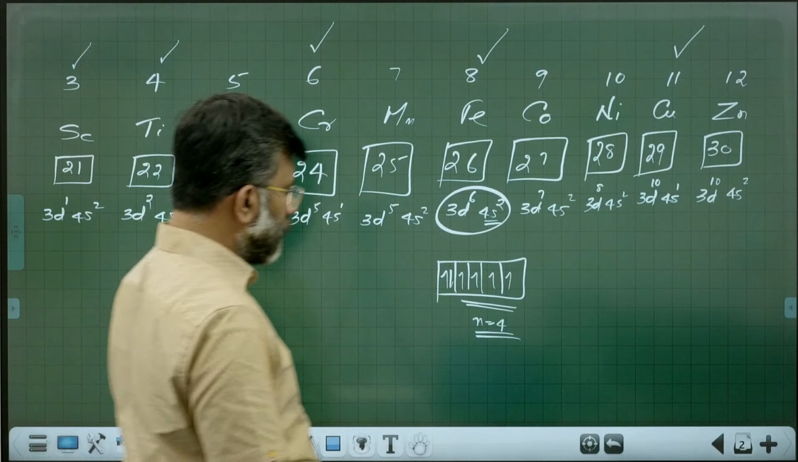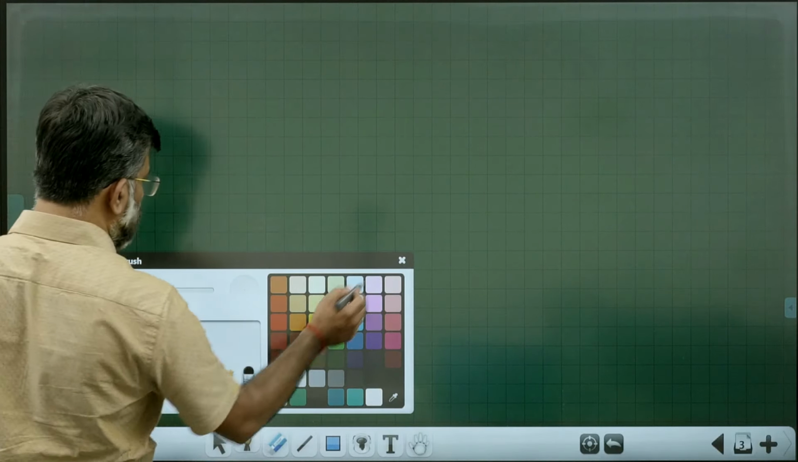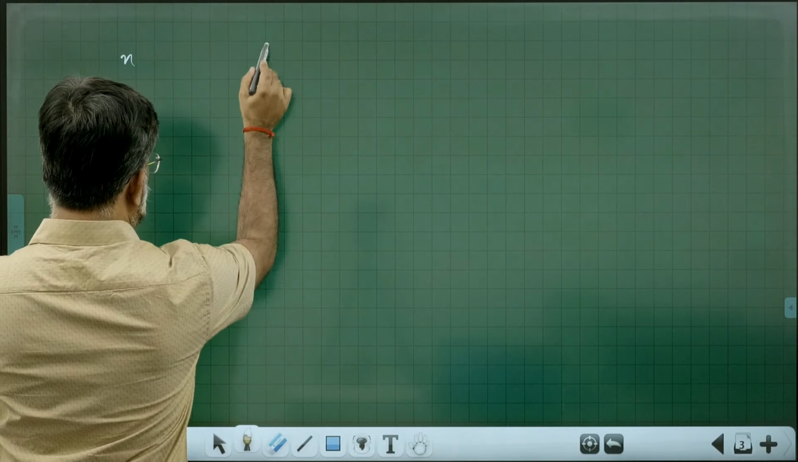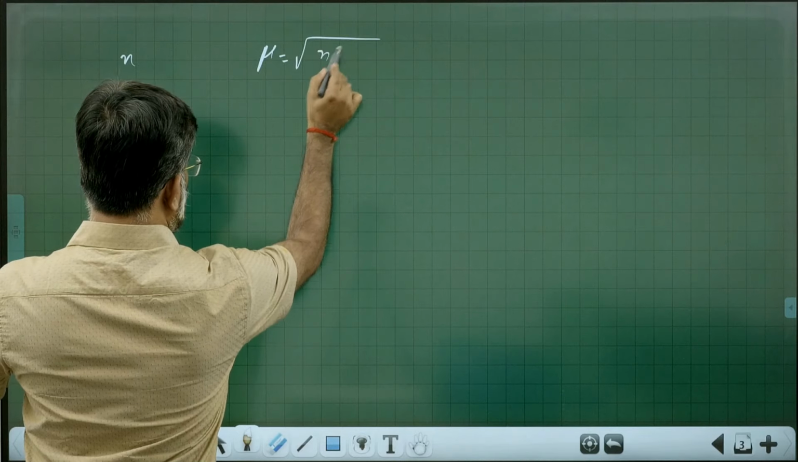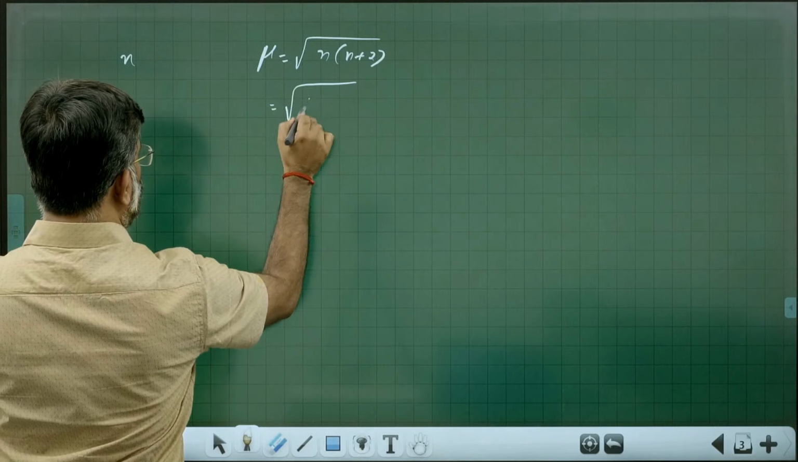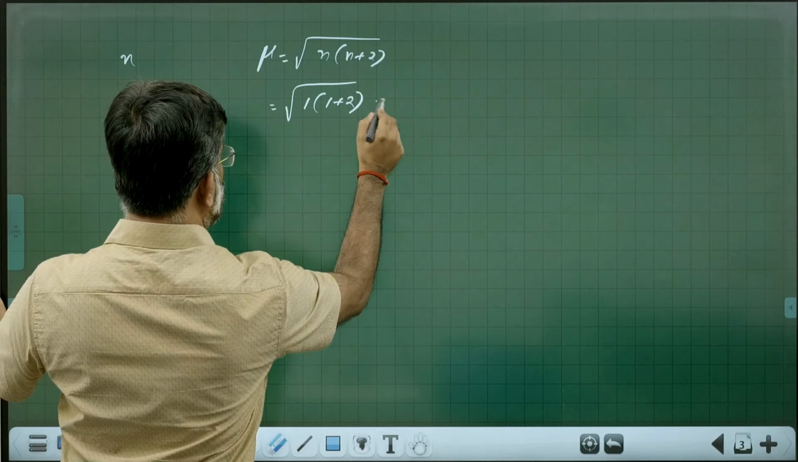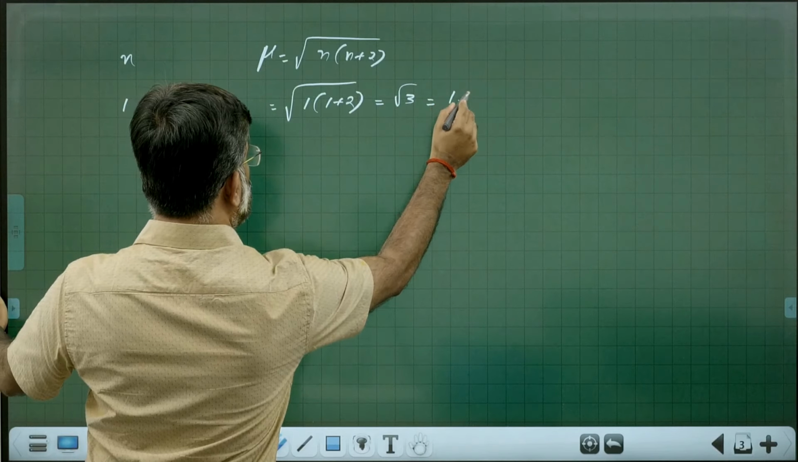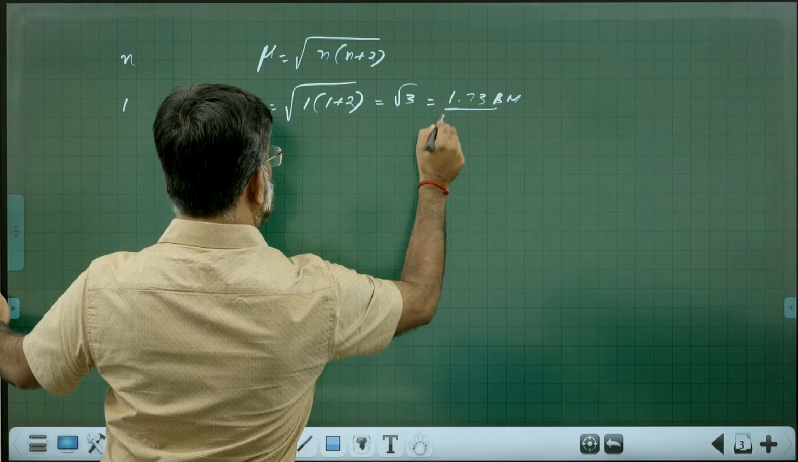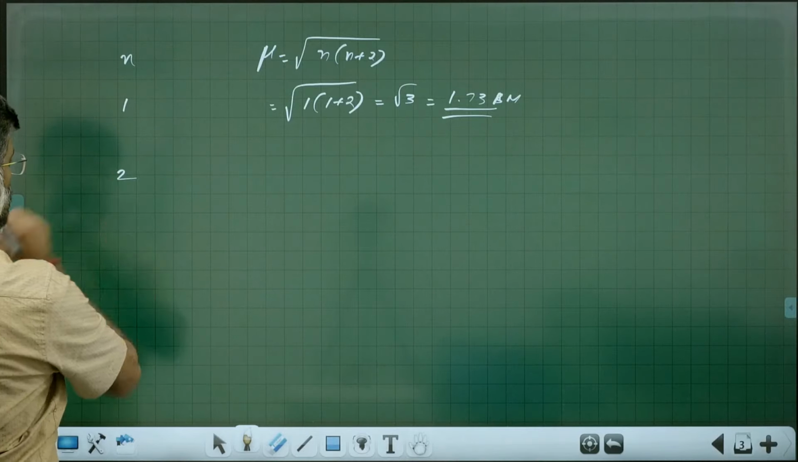Look at how the magnetic moment comes and how the number of unpaired electrons comes. Very simple to understand. Number of unpaired electrons is 1. What is the mu formula? Root of n into n plus 2. How does it come? Root of 1 into 1 plus 2, that is root 3, that is 1.73 Bohr magneton.